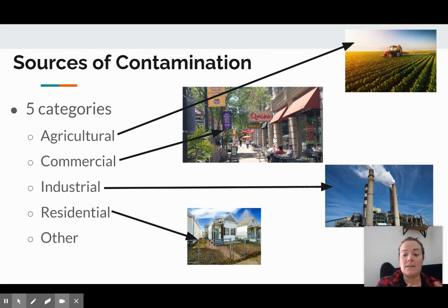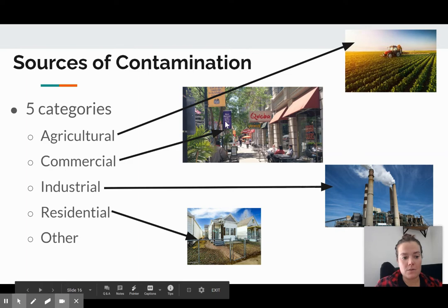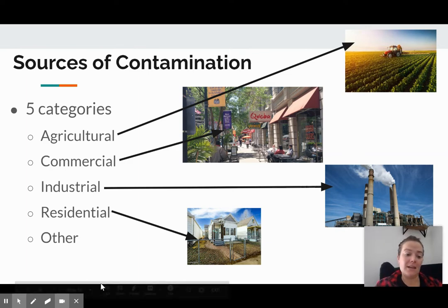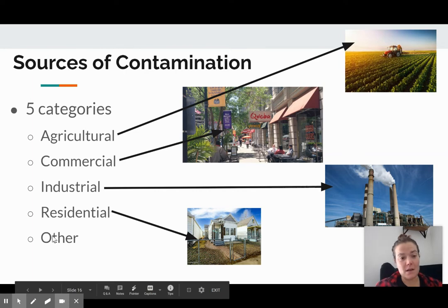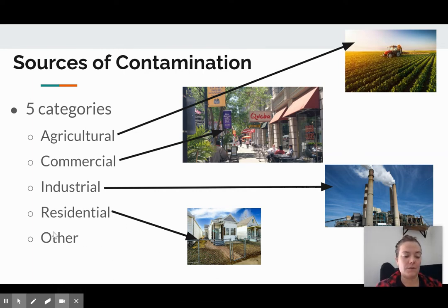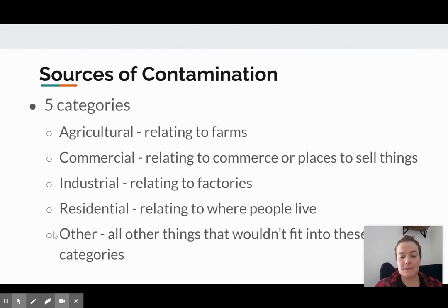Industrial is relating to stuff that's made in factories, so where things are produced. And then residential is where we live, so either a house or apartment or a condo, something like that. Again, any of these other sources or spaces for possible contamination that don't fit into those are in these other. All right. So it's important for us to remember these major sources.